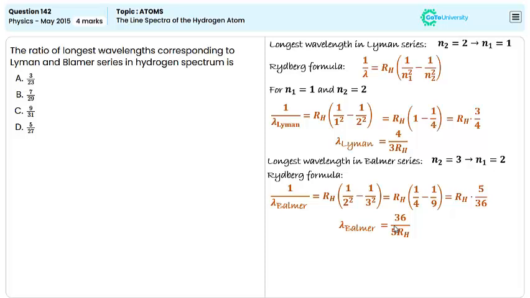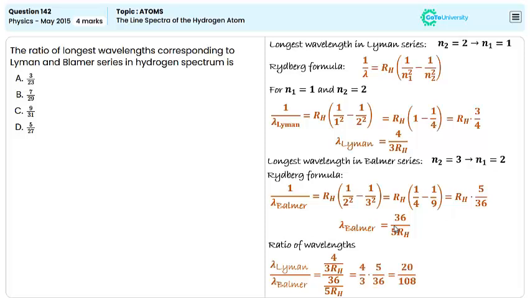The ratio of longest wavelengths is given by longest wavelength in Lyman series by longest wavelength in Balmer series, which is nothing but λ_Lyman/λ_Balmer = (4/(3R_H)) divided by (36/(5R_H)). On simplifying, we get 20/108, which is nothing but 5/27. So the correct answer is option D, 5/27.